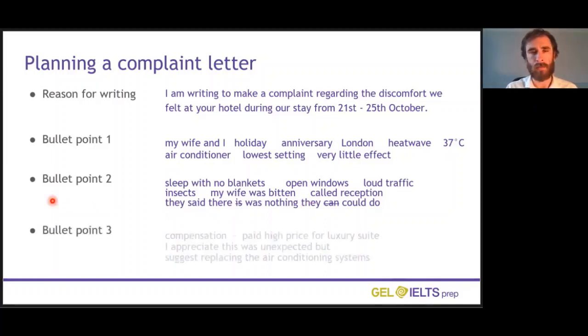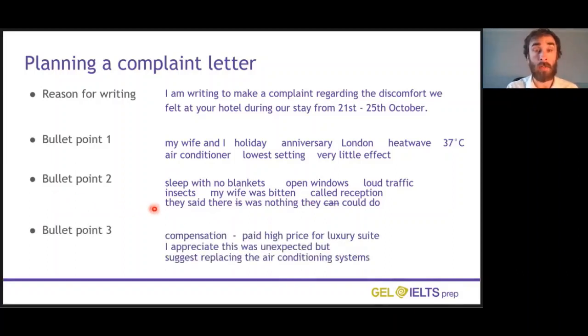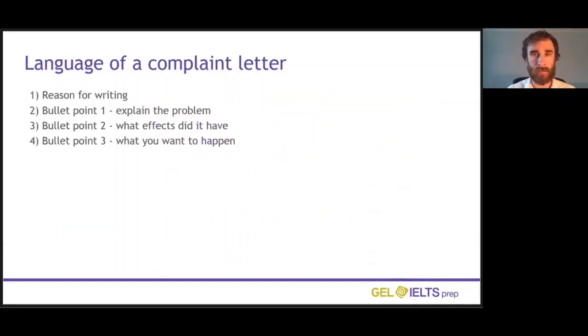Bullet point 3, what do I expect? A refund or maybe compensation, which is a more formal word. Why? Because we paid a high price for the luxury suite. I appreciate this was unexpected, so I'm using polite language here and I'm practicing those forms here. I would suggest replacing the air conditioning systems, so this is one of your suggestions or proposals there. Now I'm going to show you some useful language you can use in each of those 4 paragraphs. Reason for writing, bullet point 1, bullet point 2, and bullet point 3.